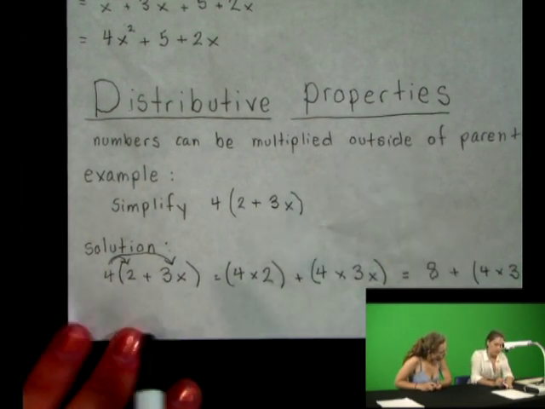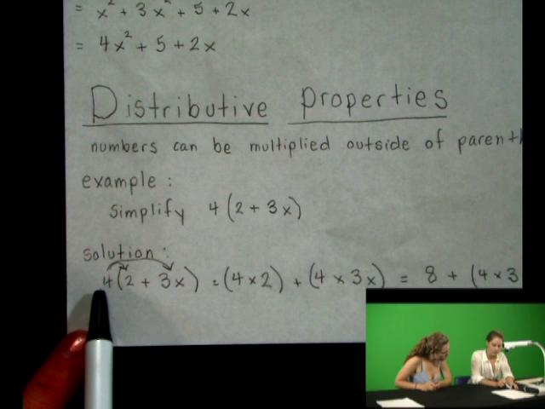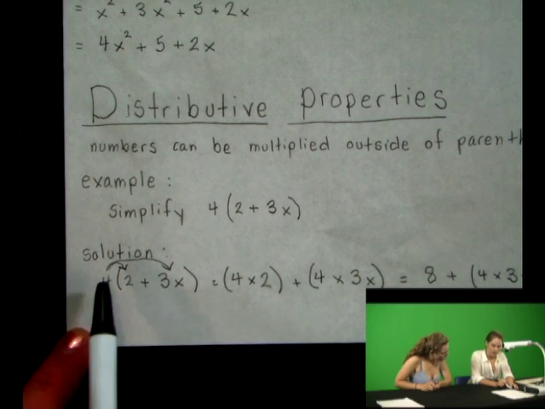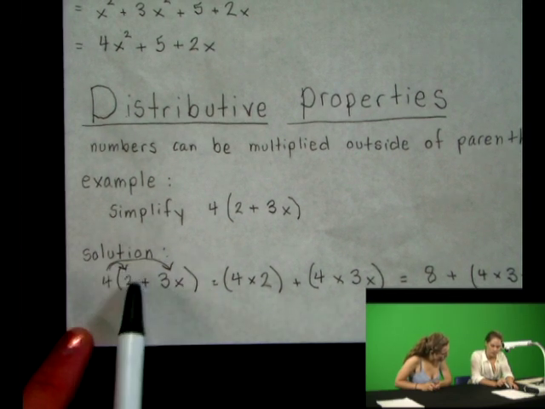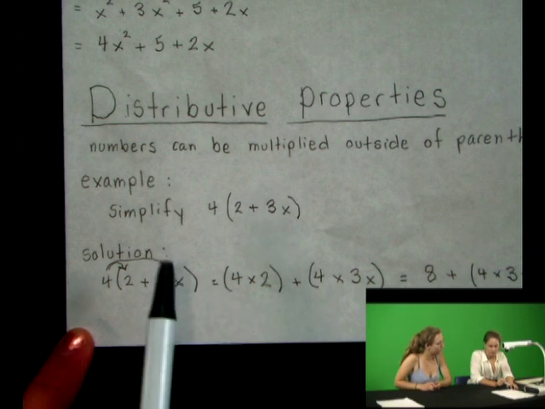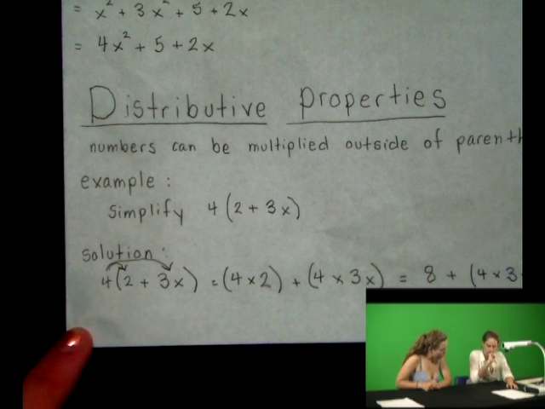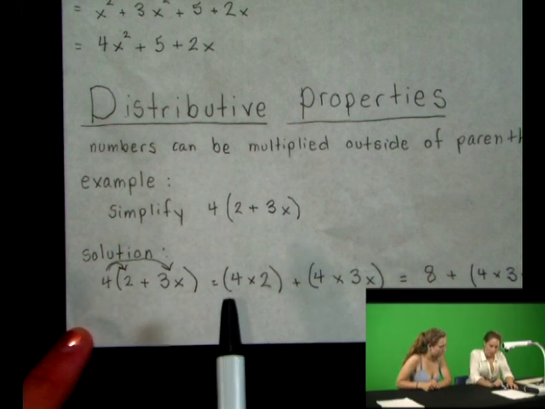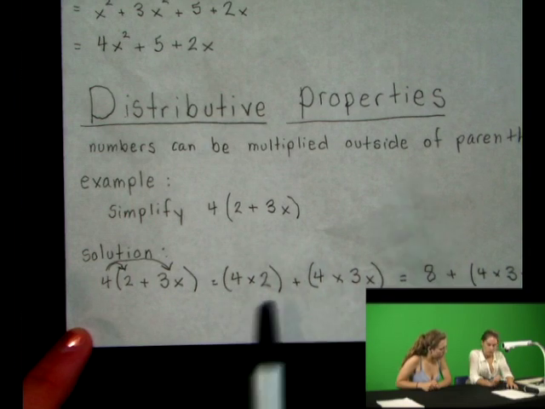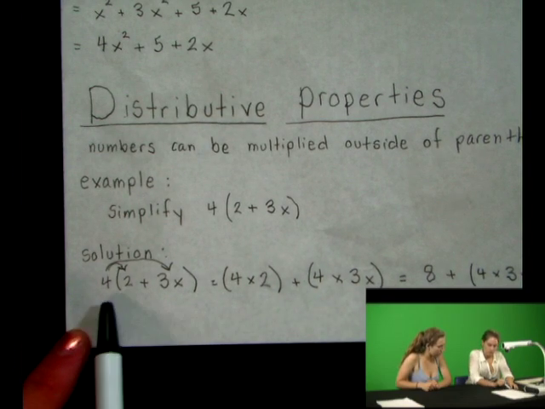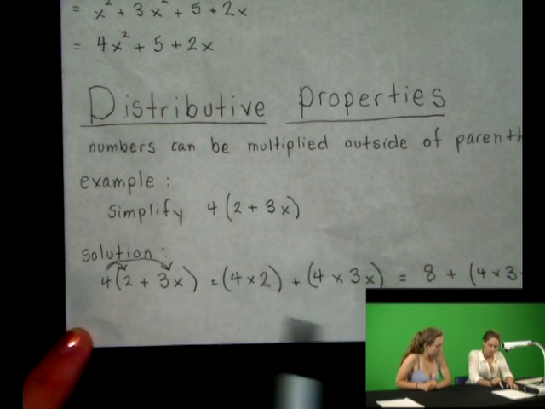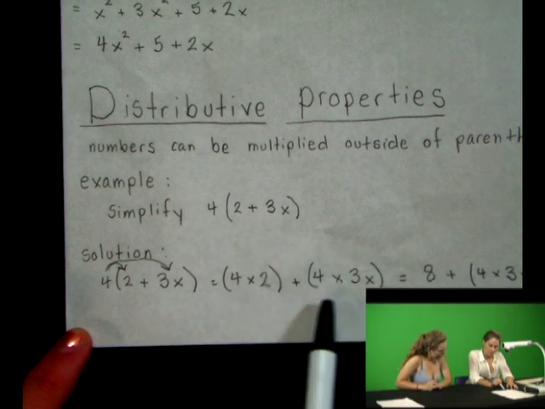So if you look down here, the thing about the distributive property is you have to multiply the outside term by each term in the parentheses. So what would you multiply 4 by first? Well, you have to multiply by the 2 first, right? Yeah, you have 4 times 2, and then what else? And then you have to multiply it by 3x also. Yeah, 4 times 3x. So you have 4 times 2 plus 4 times 3x.